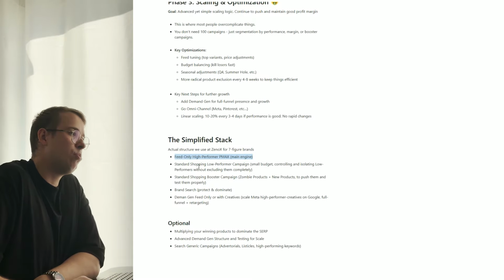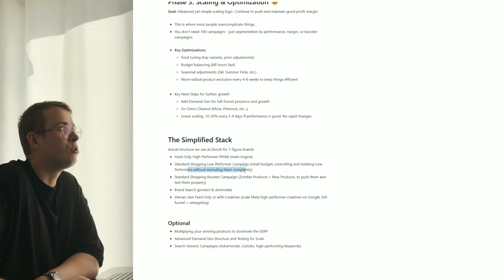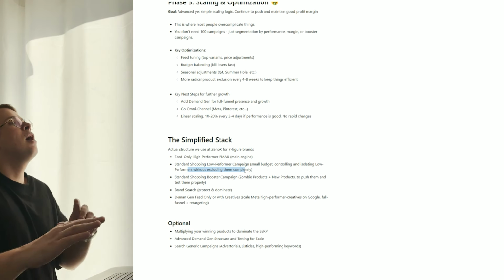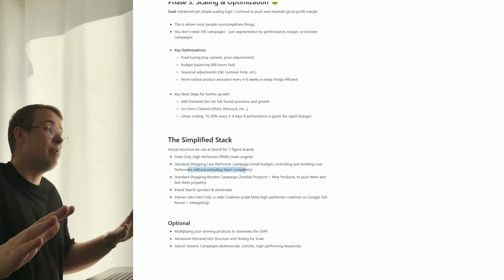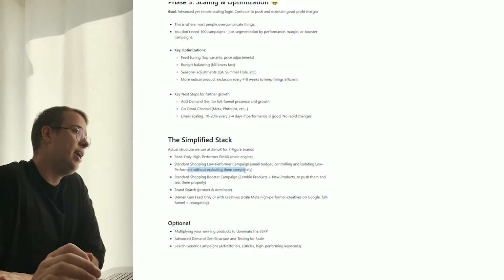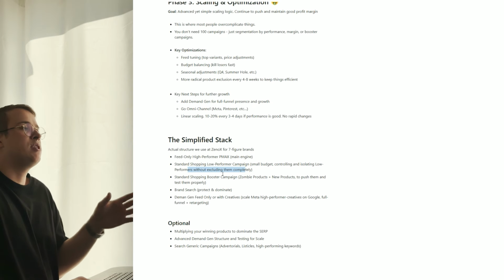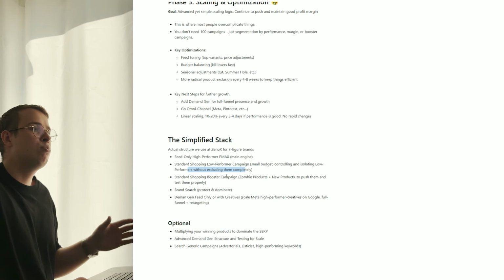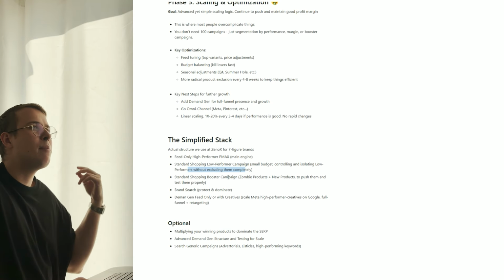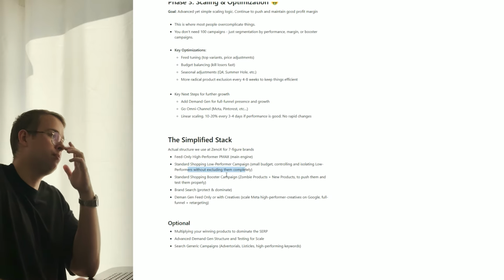Then we have the standard shopping low performer campaign, like I said before, where we give them a small budget. It's more controlled and isolated, and we don't exclude it completely yet, right? So we try to develop those products in a more controlled setting, basically. That's it. And then the standard shopping booster campaigns, like we said before, for the zombie products, for new products, to push them, give them a bit of a head start, basically, you know.